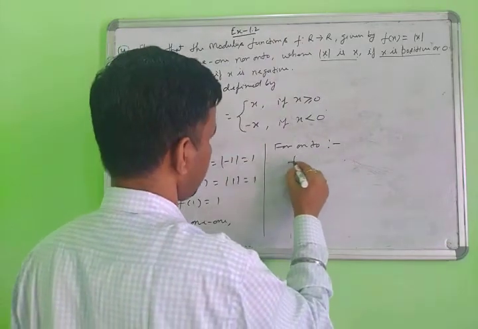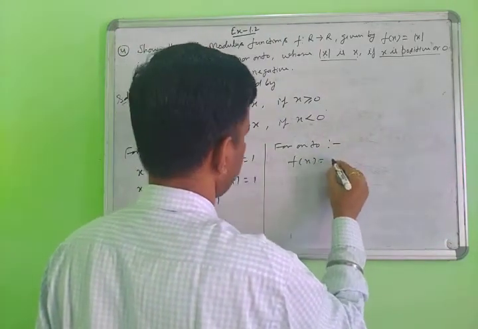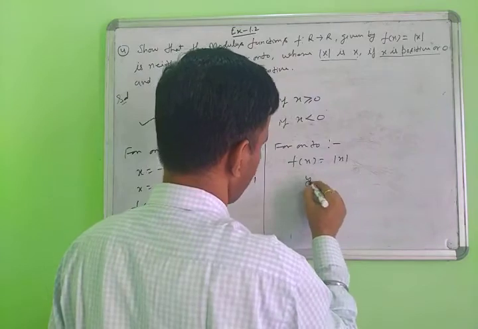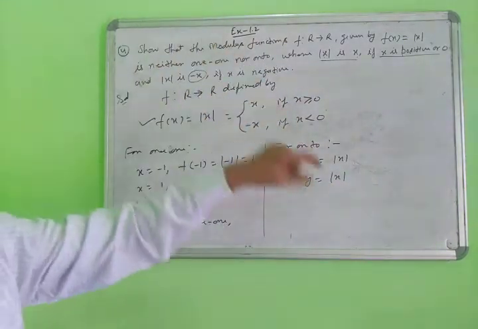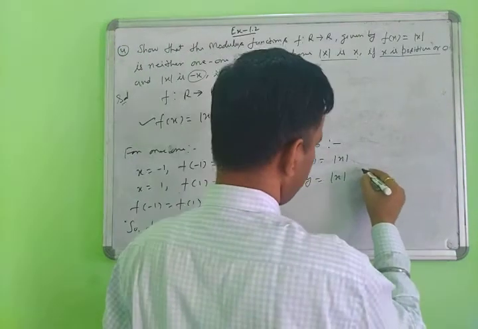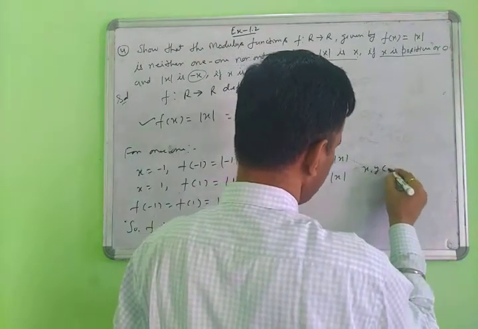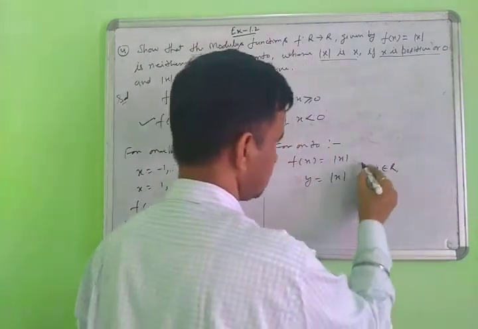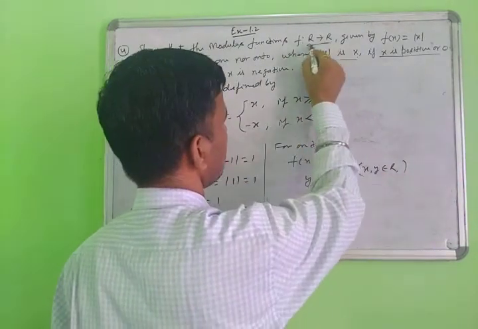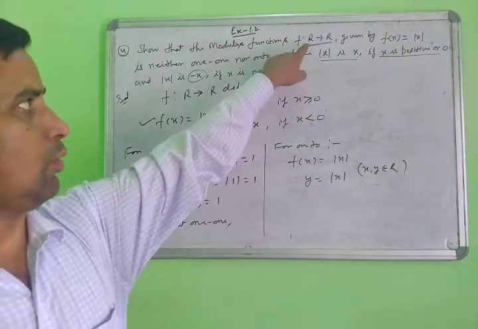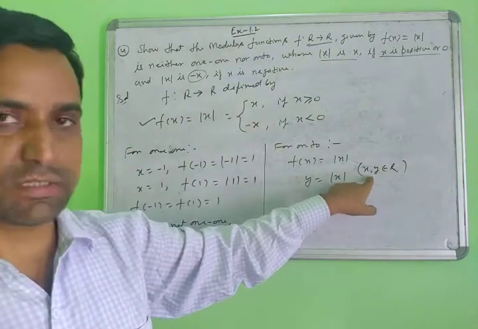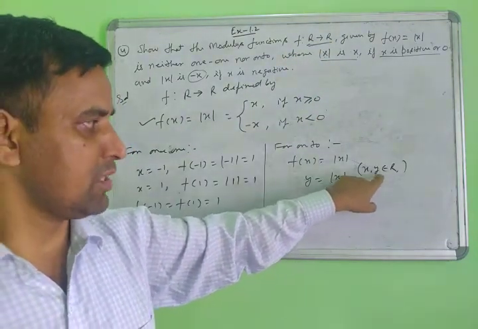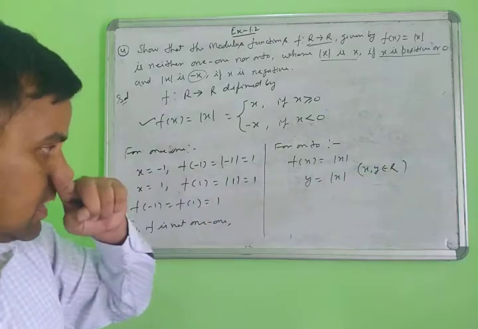What function here? f(x) equal this and y equal modulus function of x. Same thing here, when x and y belong to R. This is the given condition. The domain and codomain both have the real numbers. Codomain means y, both having the real numbers.